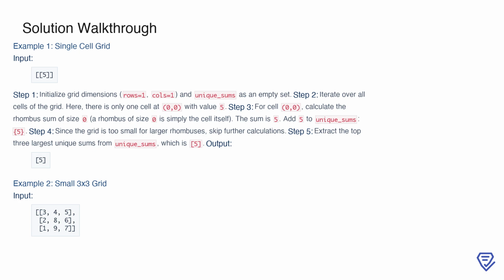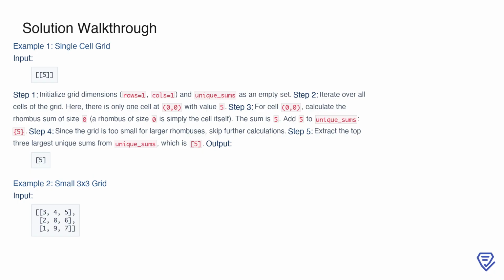First, we initialize the grid dimensions as 1 row and 1 column, and we create an empty set called unique_sums to store unique rhombus sums. Next, since there's only one cell, we calculate the rhombus sum for size 0 at position 0, 0. A rhombus of size 0 consists of just the cell itself, so the sum is simply the value of the cell, which is 5. We then add this sum to the unique_sums set.